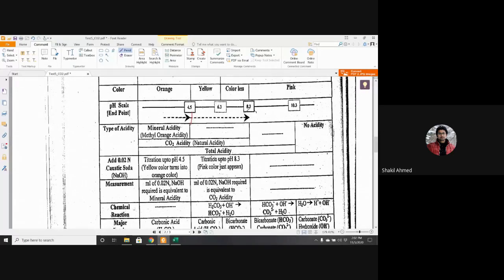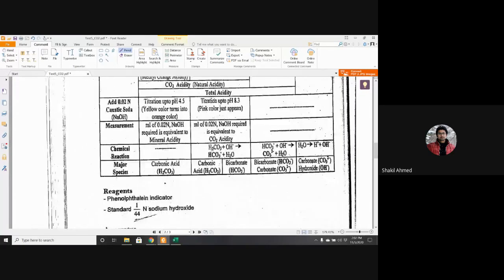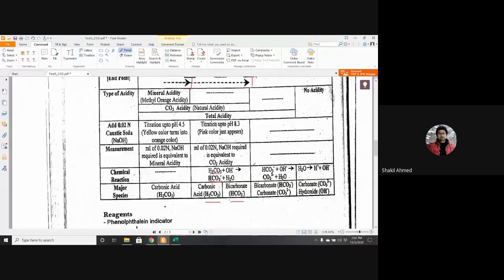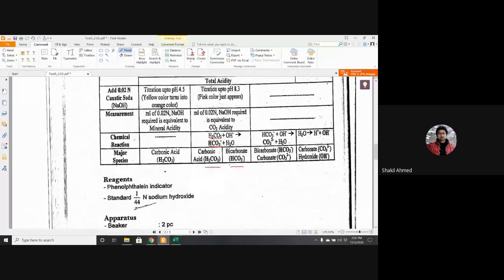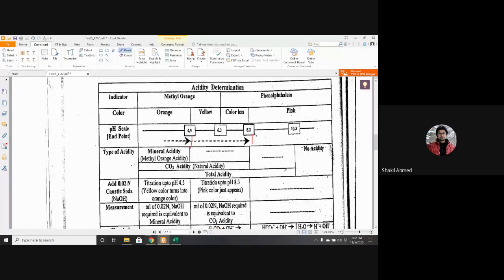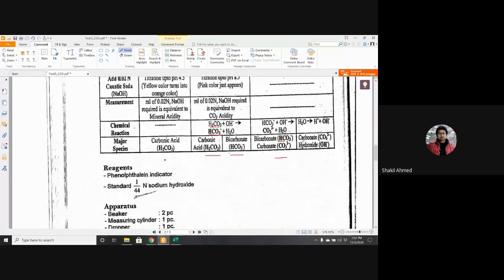So from 4.5 to 8.3, basically you have H2CO3 and HCO3 minus. Both of these are present. If the pH is greater than 8.3, then you have bicarbonate and carbonate. If it's greater than 10.3, you do not have bicarbonate. All the bicarbonate has been converted to carbonate, and you have hydroxyl ion, which came from the water molecule.